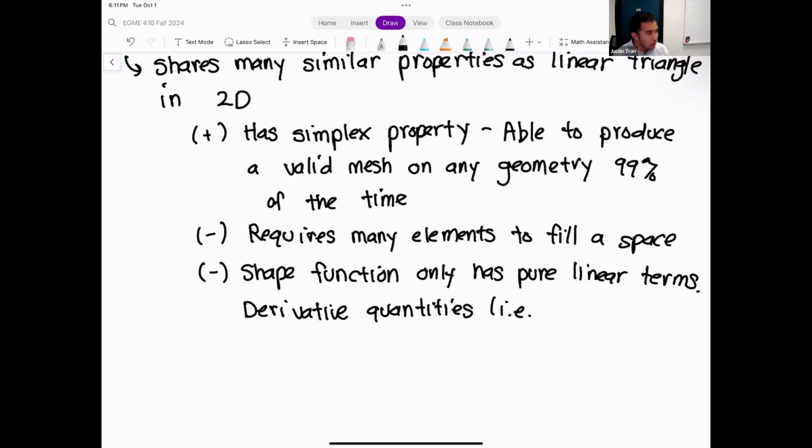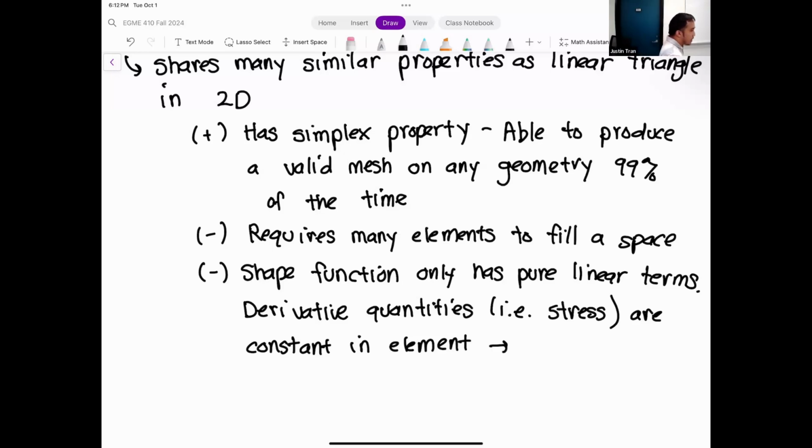And one of the most important derivative-based quantities that we are analyzing for structural simulations is the stress. And strain too, but usually we're interested in stress. Okay, so derivative quantities like the stress are constant in the element. And so, under certain situations that can lead to some problems.